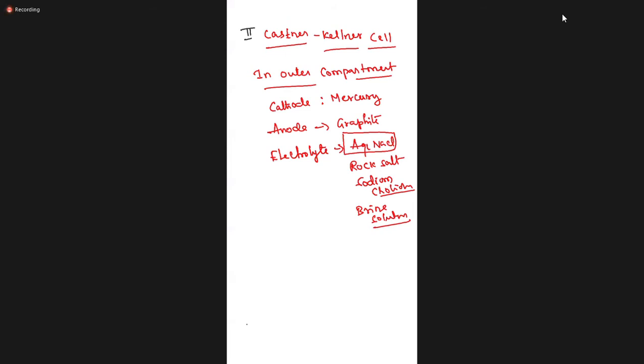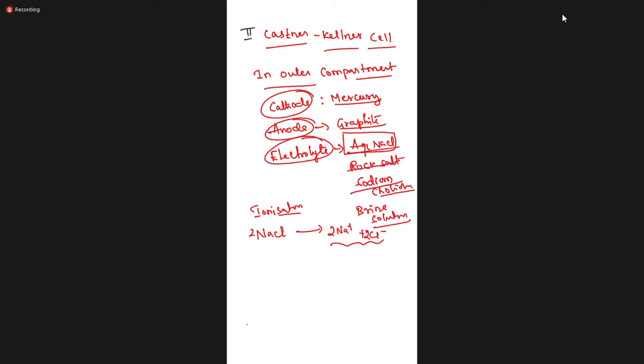So here I am taking the electrolytic solution NaCl. Here the electrolyte is NaCl. 2 moles of NaCl on ionization. Ionization or electrolysis, both are the same. On ionization, it gives rise to 2 Na plus and 2 Cl minus. It will dissociate like this in the outer compartment. Is it clear? In the outer compartment, the cathode is mercury, the anode is graphite. The electrolytic solution is aqueous solution, rock salt, sodium chloride, brine solution, all are the same. On ionization, Na plus and 2 Cl minus will form.